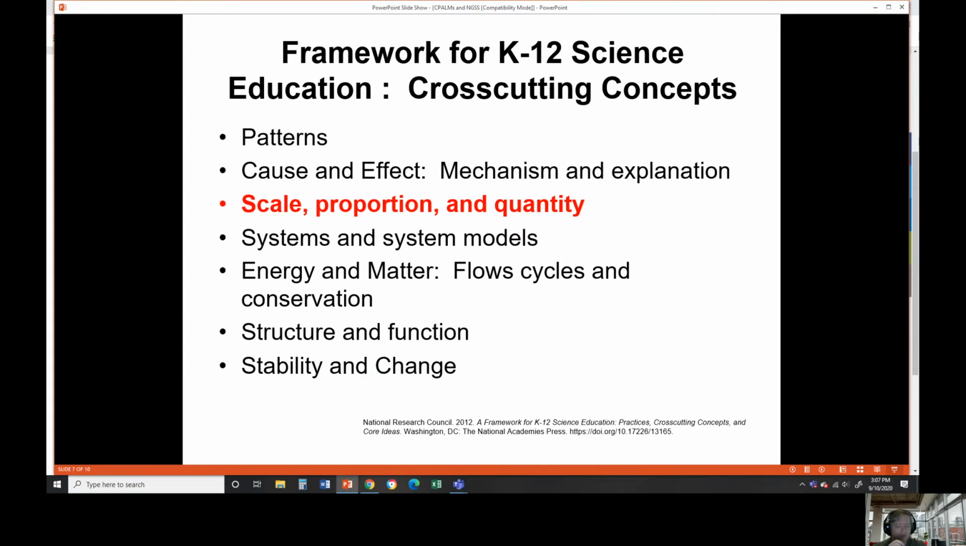Now, what I'm going to do is spend a little bit of time in the next part of the lesson focusing on one cross-cutting concept in particular. You can see there's patterns, cause and effect, scale, proportion, system models, energy and matter, structure and function, stability and change. Now, you probably have already figured out, well, scale, proportion, and quantities is in red, so that's the one we're going to focus on. You'd be right. But the reason that I'm choosing this one is because scale, proportion, and quantities is a very difficult idea, not just for students, but for adults to figure out.